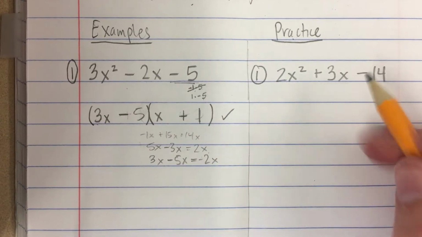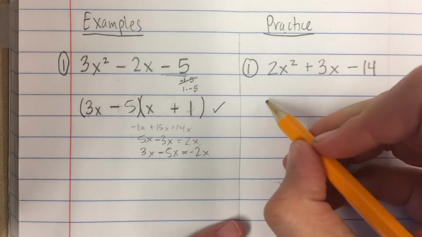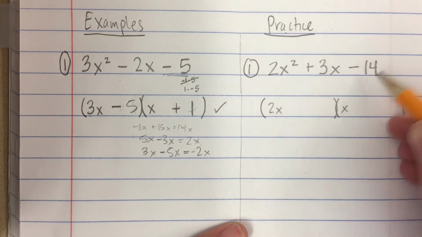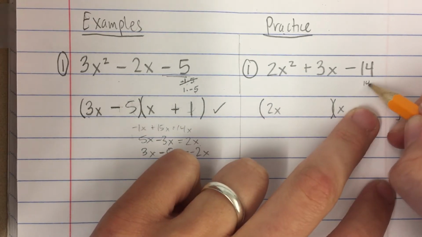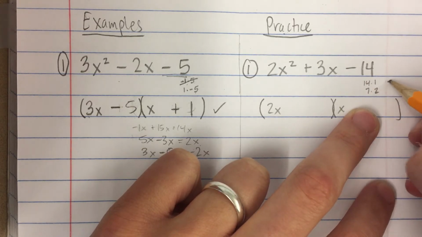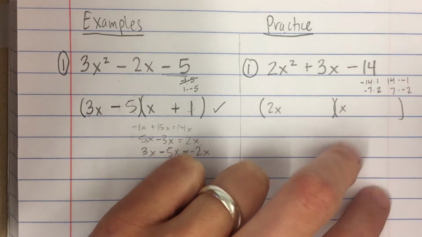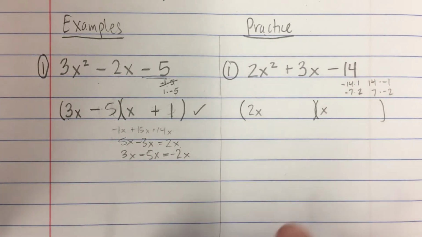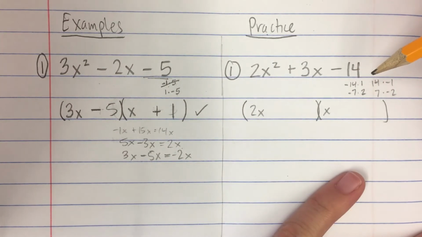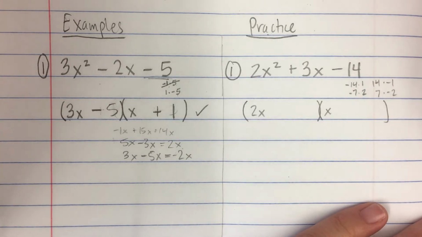Okay, so hopefully you tried this one. I'm going to go through it a little bit faster than the example. So set this up. I have 2x at the front, so that's going to be 2x and x. 14 could be 14 times 1 or 7 times 2, and then of course it could be negative 14 and positive 1, or positive 14 and negative 1, or positive 7 and negative 2. So lots of possibilities, okay? And then of course each of these possibilities can be in either order. So really there's 8 possibilities here. So we're kind of hoping a little bit that we get lucky and don't have to do all of them.